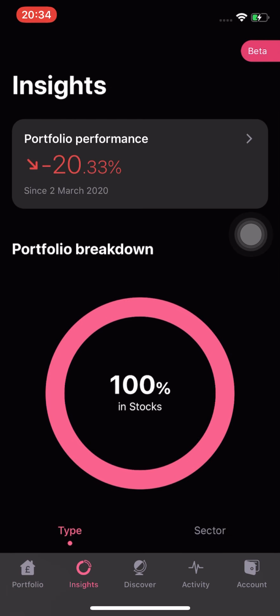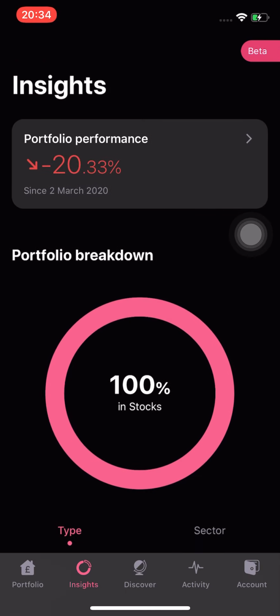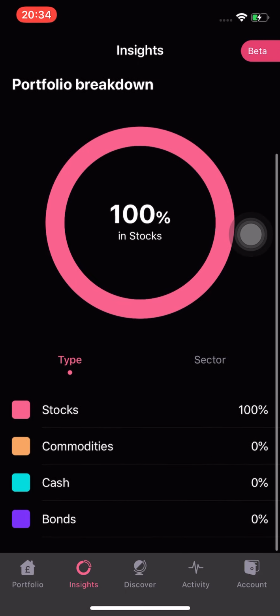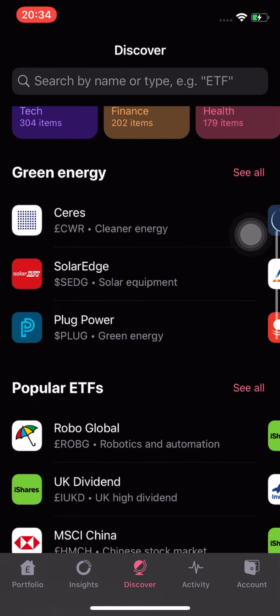Freetrade did release something new, which is a portfolio performance. So I'm down 20.33%. If I dive into that, money weighted rate of return, I'm down 20.33% since March 2nd, 2020, last update. So that's just a new feature that they've added to the portfolio. And yeah, that's pretty much it for this update.